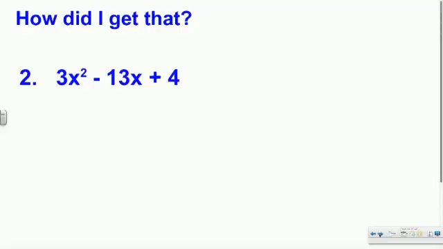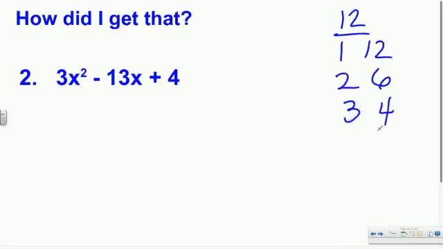Okay? Let me show you how I got that last one. Same process. Multiply the a and the c. So 3 times 4, that's 12. So I need my factors for 12. So 1 and 12, 2 and 6, 3 and 4.